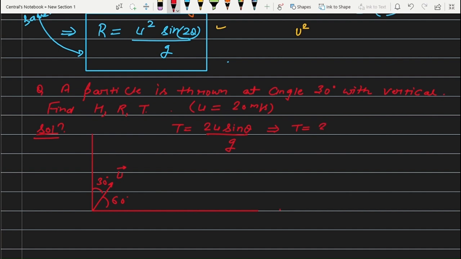That means t equal to 2, u is 20, sine not 30 but 60, upon 10. G ki jagah we'll take 10. Hence we get t equal to, so it will give us 2 into 4... 2 into 20 sine 60, that is root 3 by 2, so 2 root 3 second.